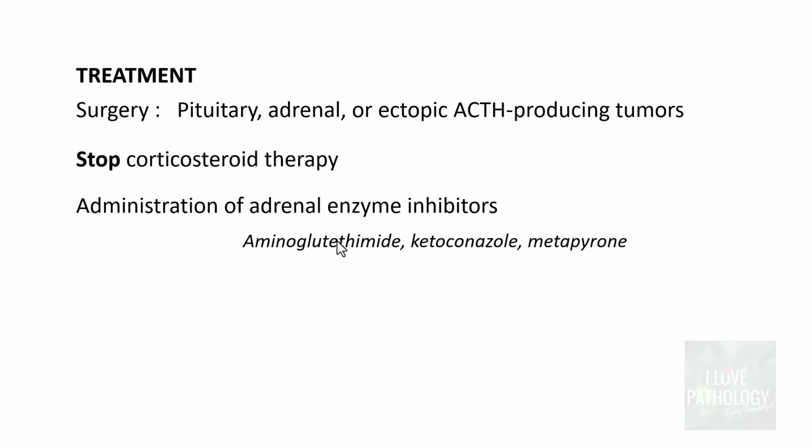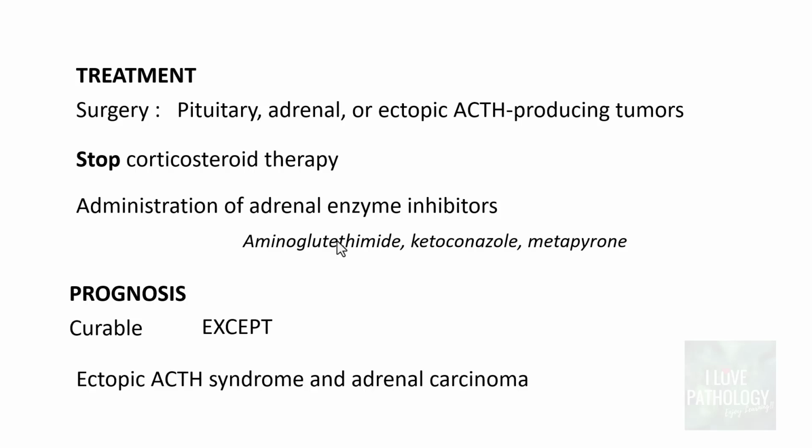That's about the treatment. And what is the prognosis of Cushing syndrome? It is curable. Once you know the cause, once you treat that, it is curable. But except in cases of ectopic ACTH syndrome and adrenal carcinomas, the patient usually succumbs not because of Cushing syndrome, but because of malignancy. Okay, if you have a treatable cause, Cushing syndrome is extremely treatable, in the sense that if there is a benign tumor, the tumor can be removed and then other manifestations can be controlled. If it is a malignant tumor, then the treatment can be very, very difficult and the patient usually dies of malignancy rather than because of Cushing's syndrome.